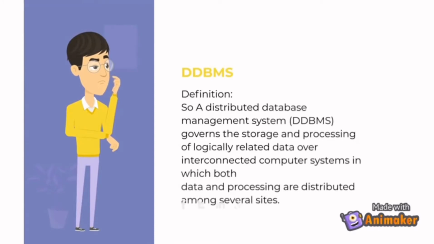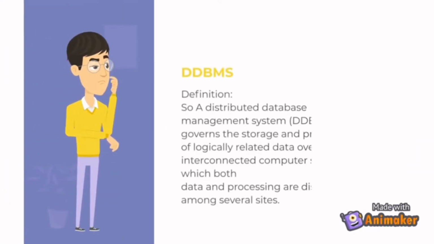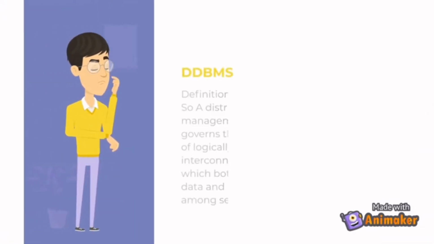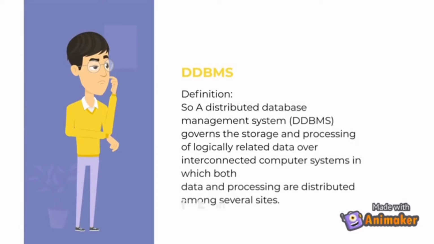Definition. A distributed database management system governs the storage and processing of logically related data over interconnected computer systems in which both data and processing are distributed among several sites.